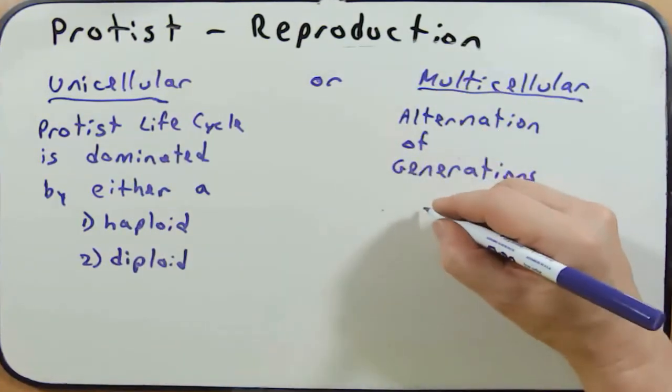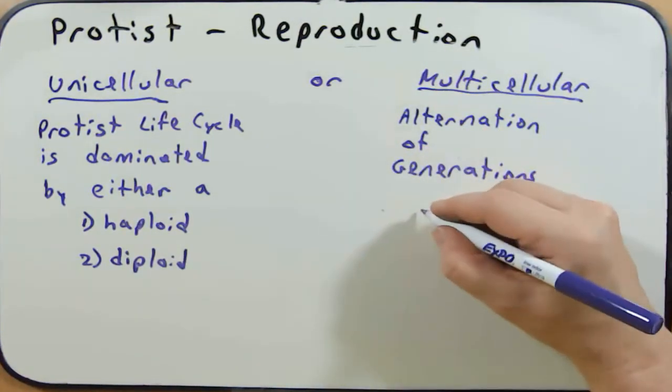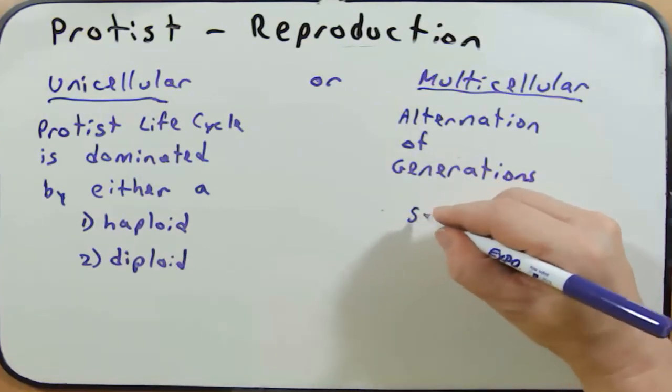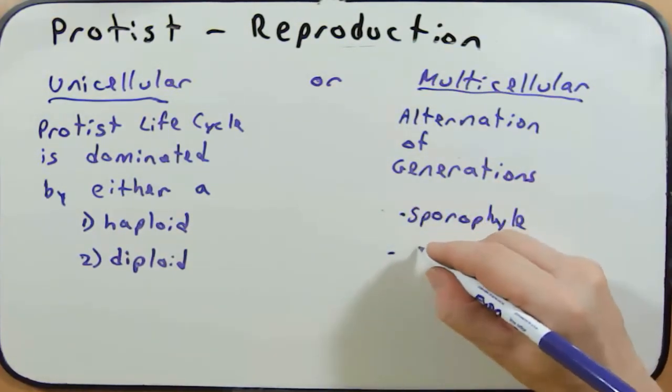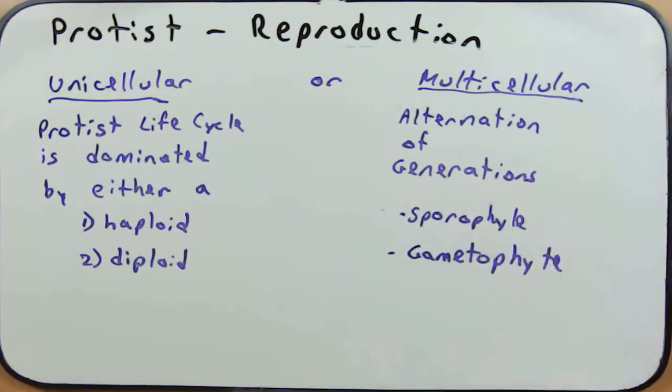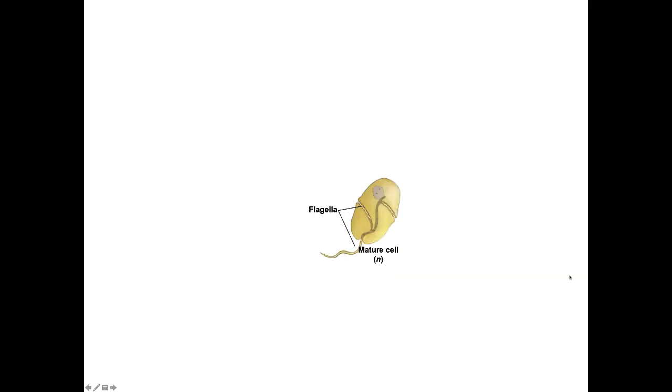In this process, the multicellular organism will alternate between a sporophyte generation and a gametophyte generation. And I'll talk about that in a moment as well. But first, let's look at unicellular reproduction in protists. Okay, now I'd like to show you cell reproduction in unicellular protists.